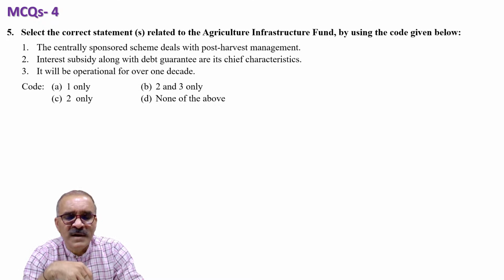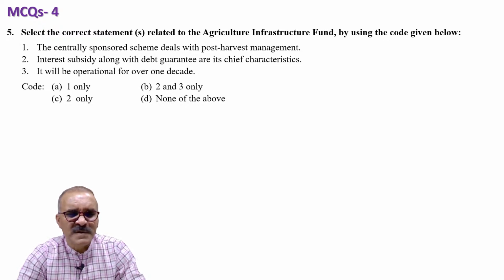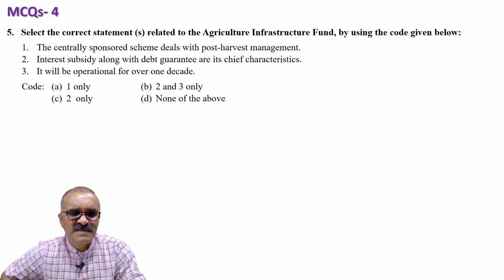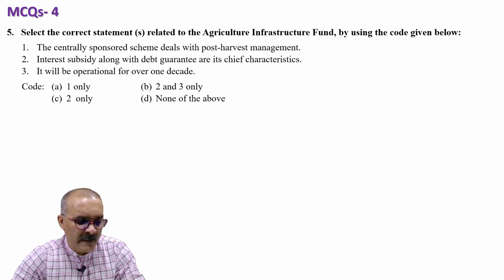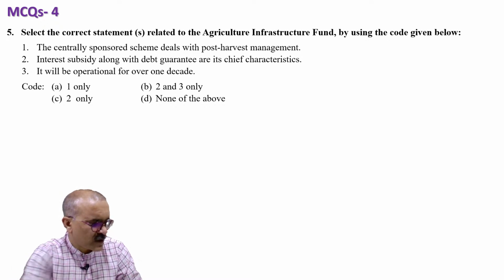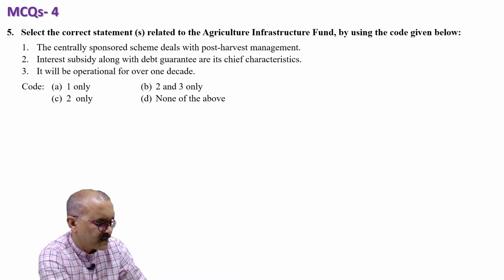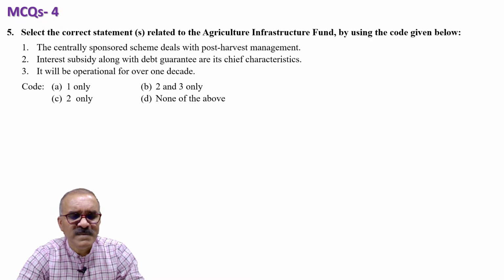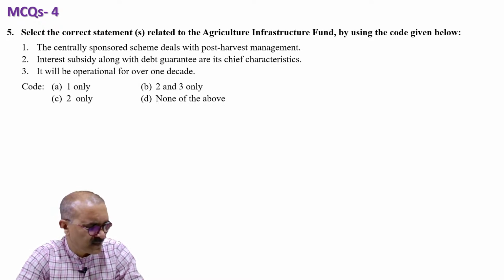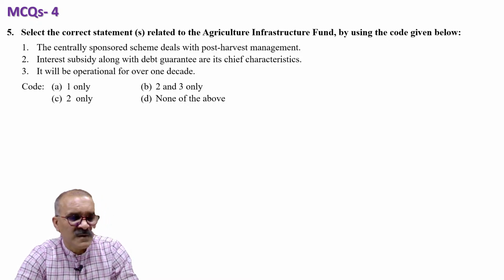Select the correct statement related to the Agriculture Infrastructure Fund by using the code given below. Pick the correct choice. The centrally sponsored scheme deals with post-harvest management. Interest subsidy along with debt guarantee are its chief characteristic. It will be operational for over 1 decade. What should be its answer? Just try. What should be its answer? Tell me.